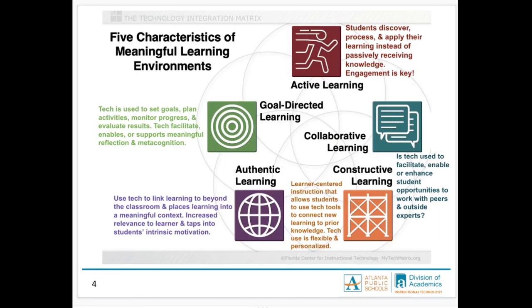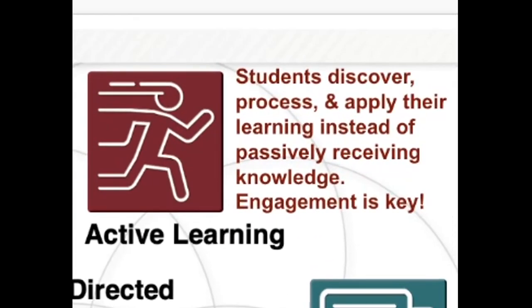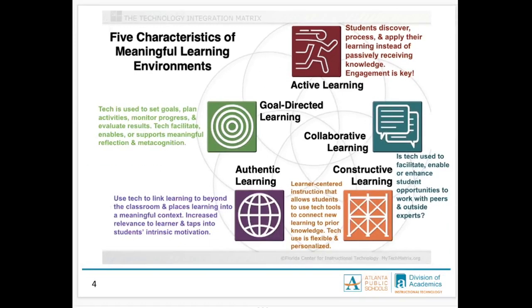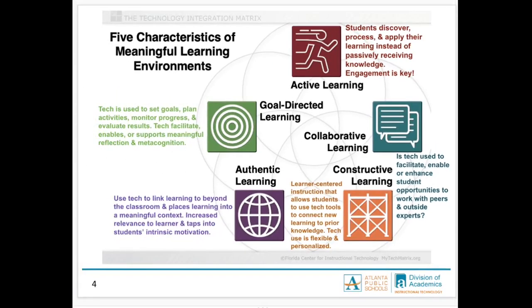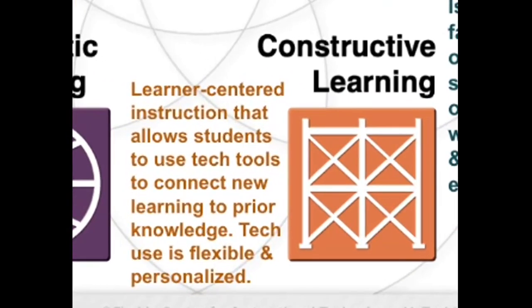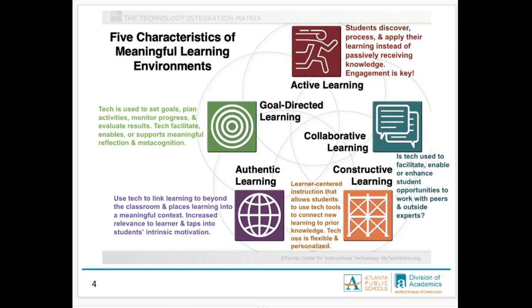Let's look closer at the 5 characteristics of meaningful learning environments. In active learning, students discover, process, and apply their learning instead of passively receiving knowledge. Engagement is key. In collaborative learning, we want to know, is the tech used to facilitate, enable, or enhance student opportunities to work with peers and outside experts? With constructive learning, the learner centered instruction allows students to use tech tools to connect new learning to prior knowledge. Tech use is flexible and personalized. That's one of the APS 5.